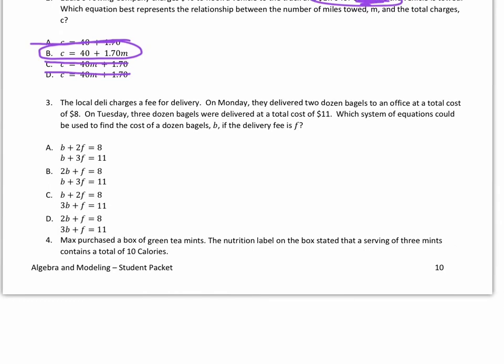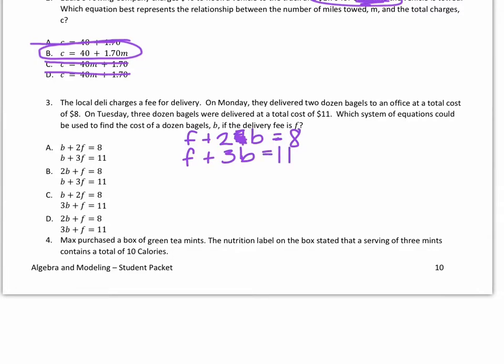Number 3, the local deli charges a fee for delivery. On Monday, they delivered 2 dozen bagels. So that's 24 bagels on Monday to an office at a total cost of $8. So 24 times bagels, plus the delivery fee, we don't know what it is yet, is going to equal $8. On Tuesday, they have the fee plus 3 dozen. Oh, they're marking it by dozens, so I don't need that. 3 dozen bagels is $11.